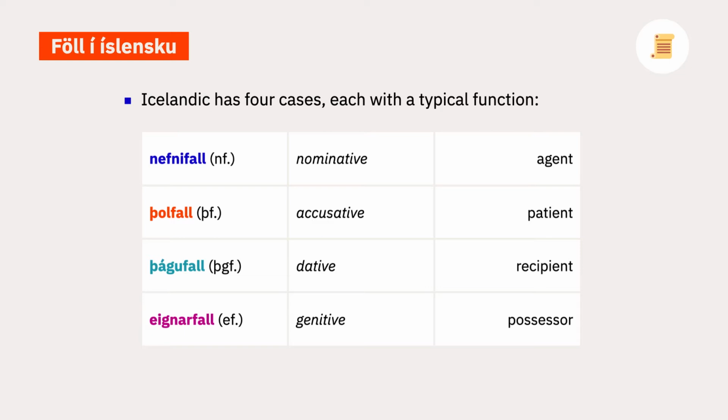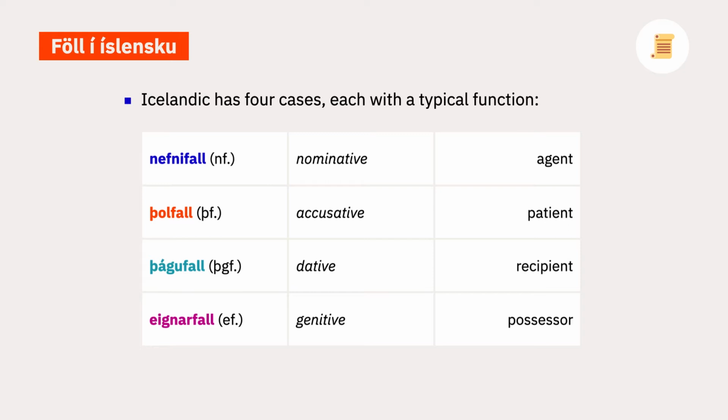Then finally we have eignarfall, or genitive case, which is normally used to mark possession. That's kind of like the apostrophe S in English, which comes from an old genitive case that Old English used to have. So for now, we're not going to worry about þágufall and eignarfall. We will come back to þágufall, and actually eignarfall we won't see at all in this course, but instead we're going to focus on Þolfall.